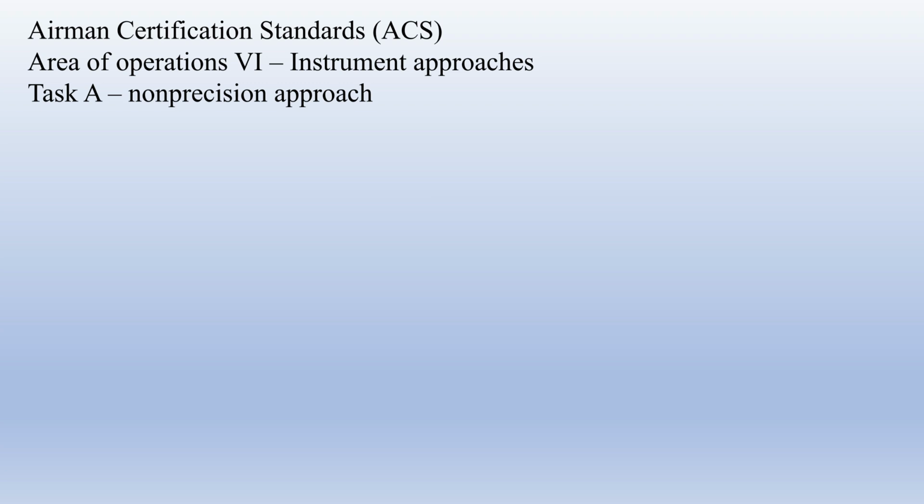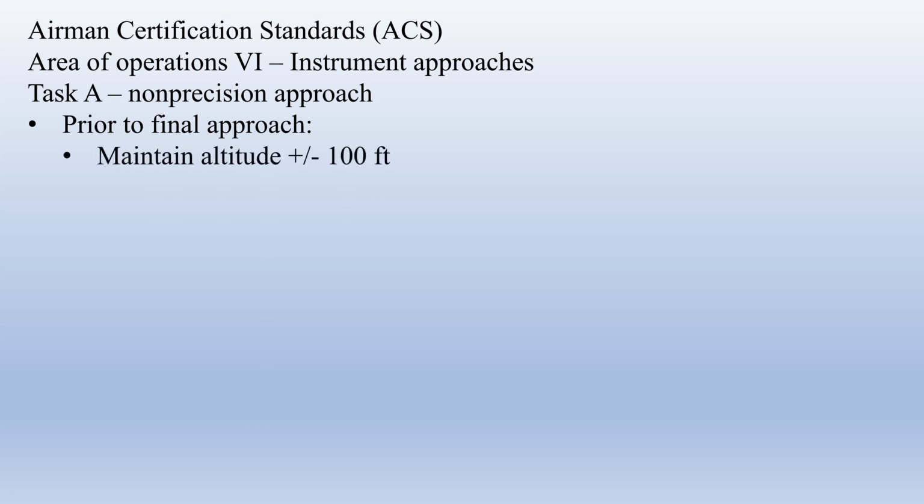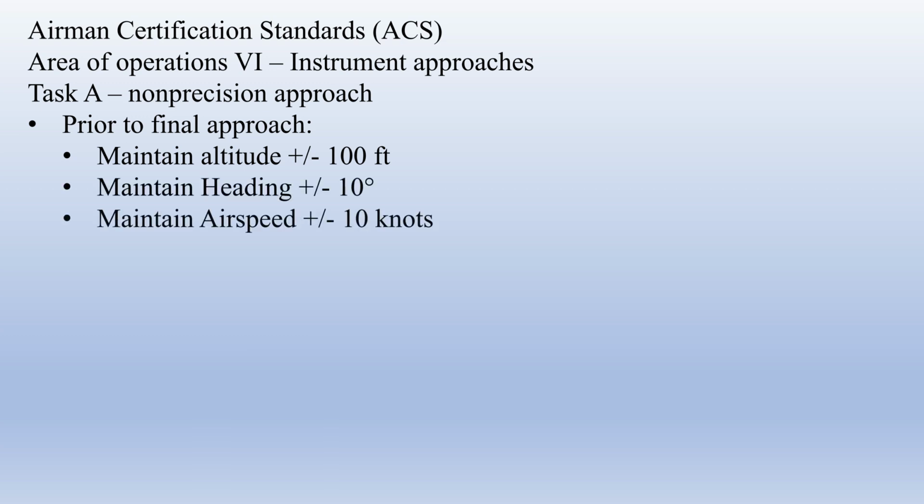And just like the other approaches, it has standards for prior to the final approach segment and the final approach segment itself. So prior to the final approach, you're expected to be able to maintain your altitude plus or minus 100 feet, maintain your heading plus or minus 10 degrees, maintain your airspeed plus or minus 10 knots, and accurately track radials, courses, and bearings. For the purposes of this approach, that means just not allowing anything to go full-scale deflection other than, of course, when you're passing over the top of the VOR.